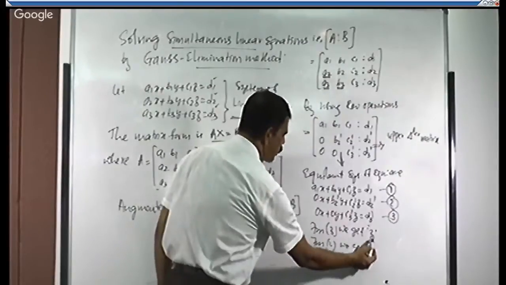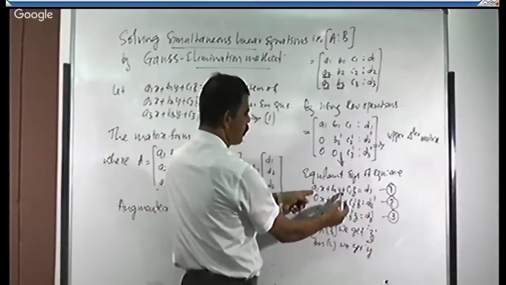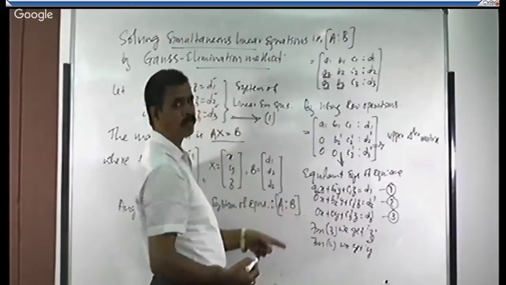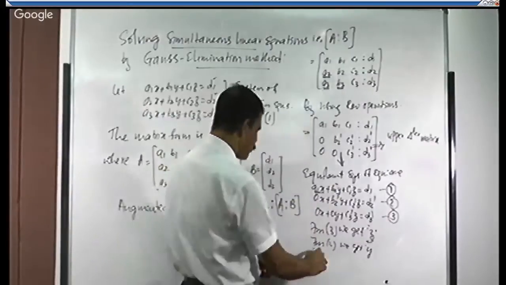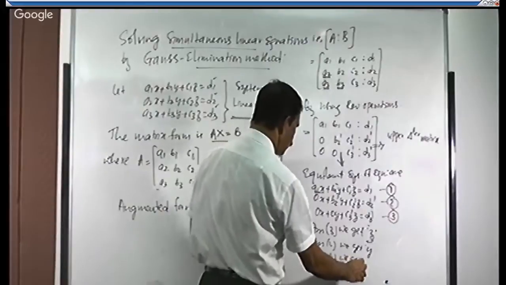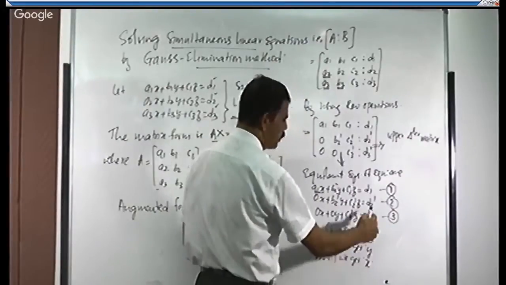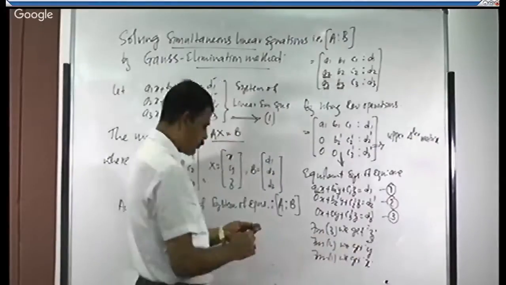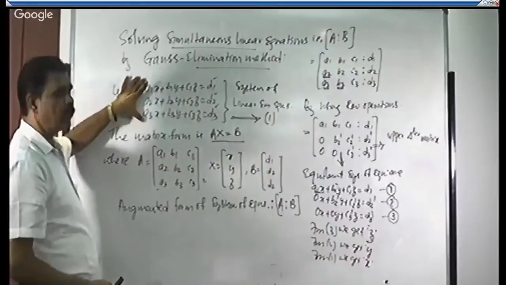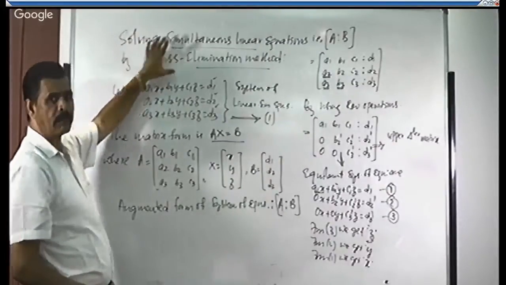Y and z, which are obtained here, are substituted in equation 1. Then we will get the x value. So from 1 we get x by using y and z. So this is the procedure we need to follow to solve any simultaneous equations using the Gauss elimination method.